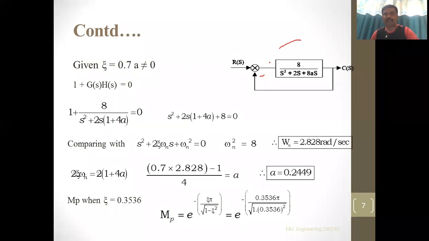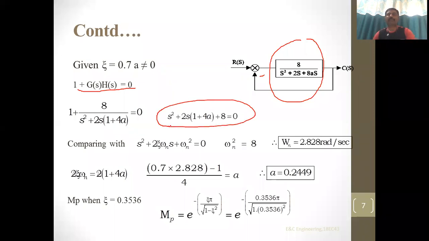Further, this is negative. If I try to simplify this, 1 plus g of s into h of s, 1 plus 8 divided by s square plus 2s. Here 2s is taken common into 1 plus 4a. Is it okay? After simplification, it results in s square plus 2s into 1 plus 4a plus 8 is equal to 0.